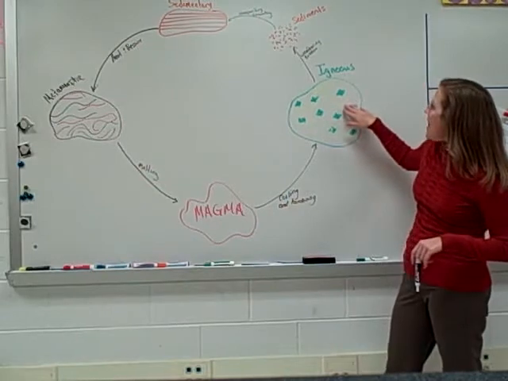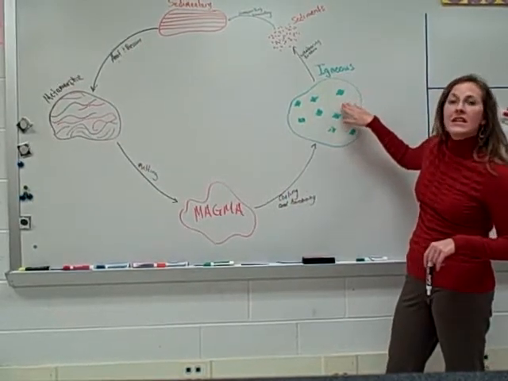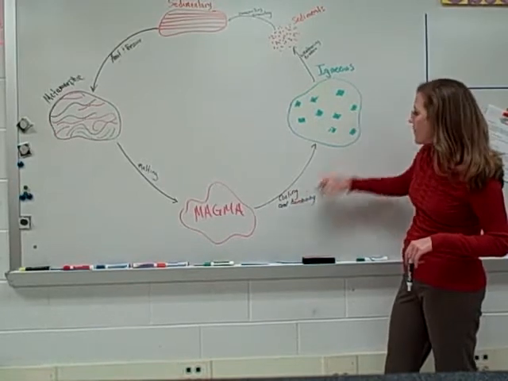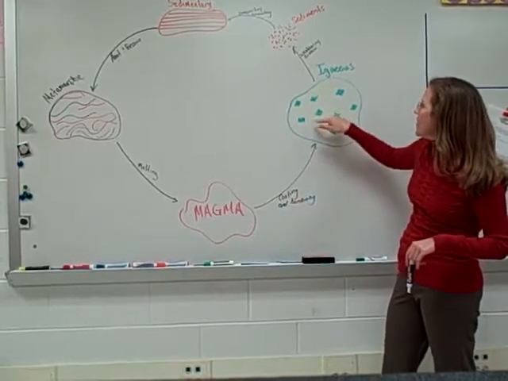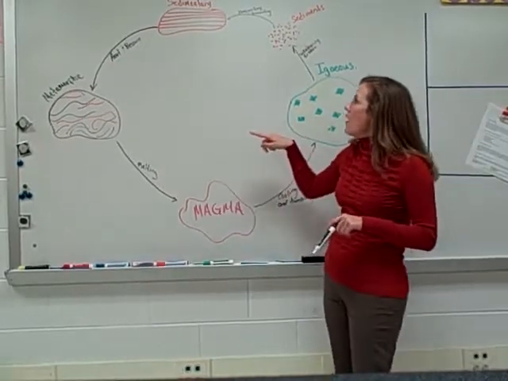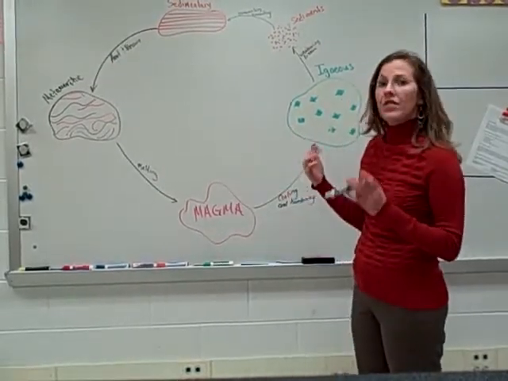The third type of rock that we have here is igneous. Igneous means from fire. So these types of rock are from cooled magma. You're going to see big crystal chunks in them possibly. But this cycle shows how one rock can move from one thing to another.